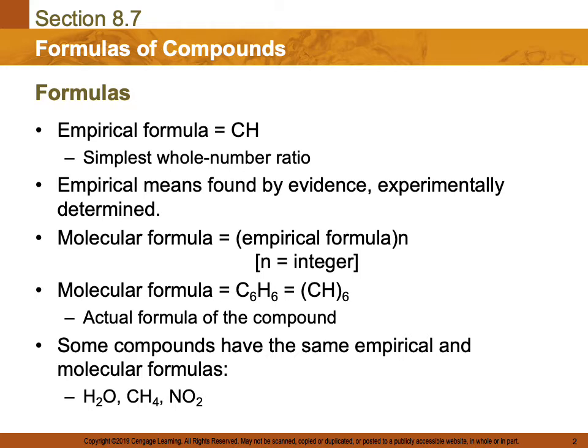Some compounds can't be reduced any further, and so they have the same empirical and molecular formulas. Examples of those are compounds like H2O, where one element in the compound already has a subscript of 1, so you can't reduce that anymore. CH4, again, we have 1 carbon, 4 hydrogens, and NO2, 1 nitrogen, 2 oxygens. Other compounds, you don't have to have a subscript of 1, but if you had something like N2O5, you can't divide 2 and 5 by a number and get a whole number. So that would be another example of a compound that had the same empirical and molecular formula.